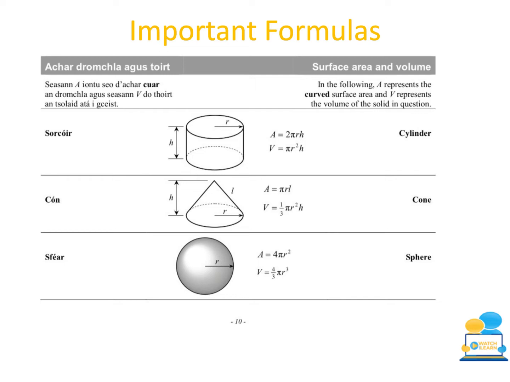Page 10 of our formula booklet gives us some important formulas for surface area and volume. So we have the surface area for cylinder, cone and sphere here, while also having the volume formulas for each of these three shapes. Also important to point out here that A in all of these formulas represents the curved surface area. In some exam questions, you might be asked for the total surface area or the curved surface area. These formulas only represent the curved surface area. So make sure not to get these mixed up with total surface area in your exam questions.